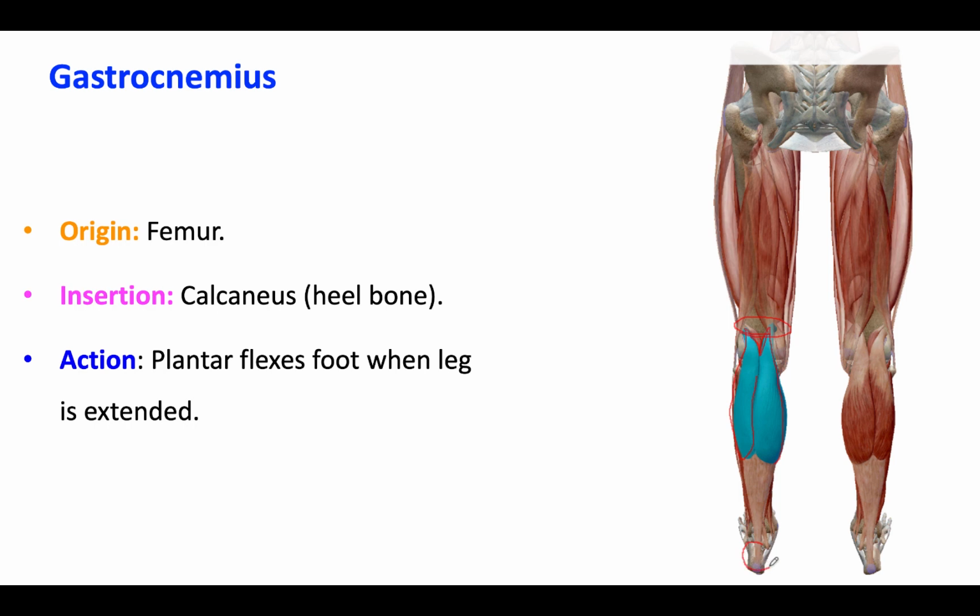These calf muscles, gastrocnemius and the other 2 muscles that are involved, all dead end into the same place, and they make up your Achilles tendon. The action of this muscle is plantar flexion of the foot, specifically when the leg is extended.